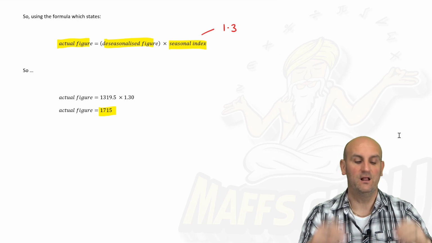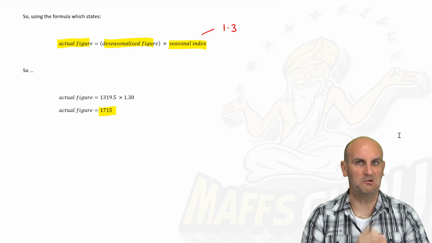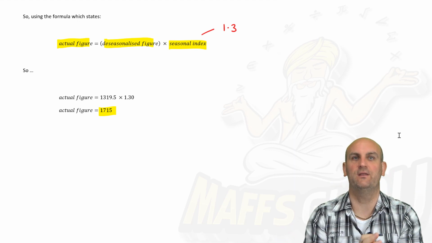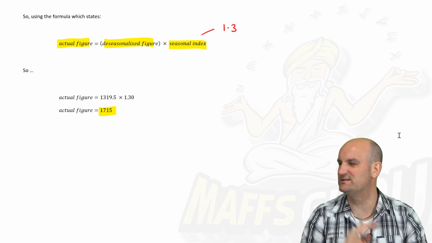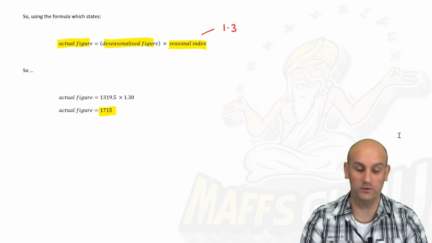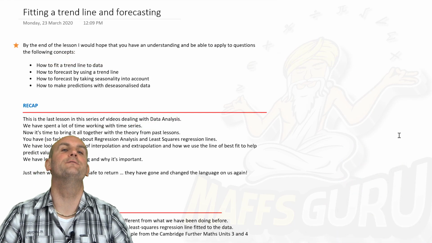Now, can you see that last part of that question there? Brilliant for SACs. Great for exam questions. It ties everything together in terms of least squares regression lines, deseasonalizing data, seasonal indices, the whole kit and caboodle. So hopefully this has been useful for you. This actually signifies the end of this video and the end of this part of the course.